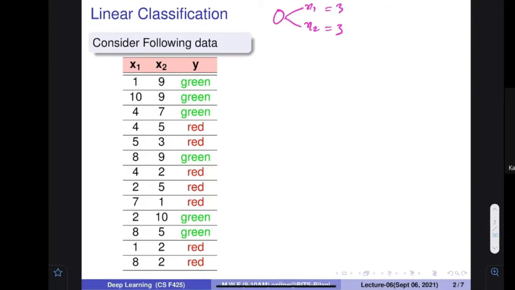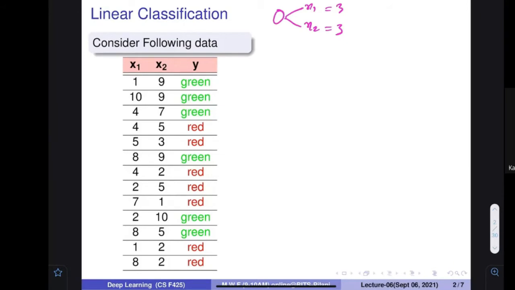Since the data is only two-dimensional, why not plot this data and try to understand where the data points are. It's a two-dimensional data. You see that the two attributes x1 and x2 are there. That's why it's a two-dimensional data.